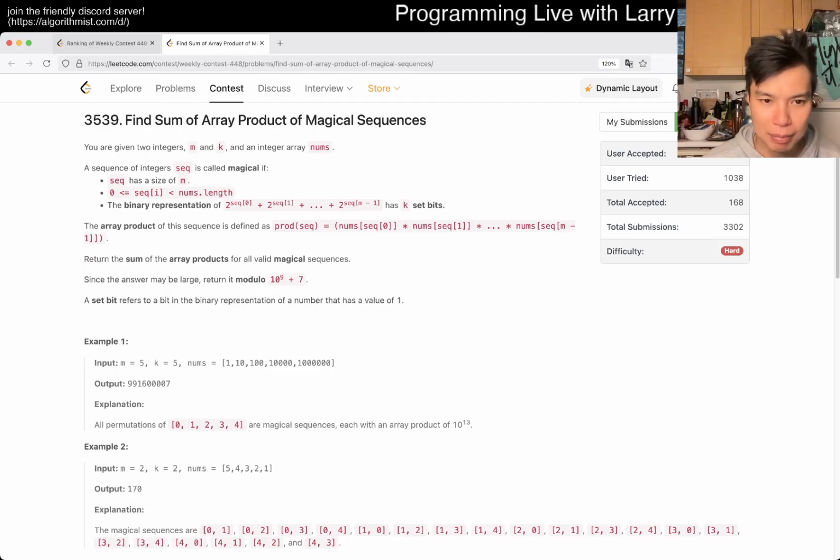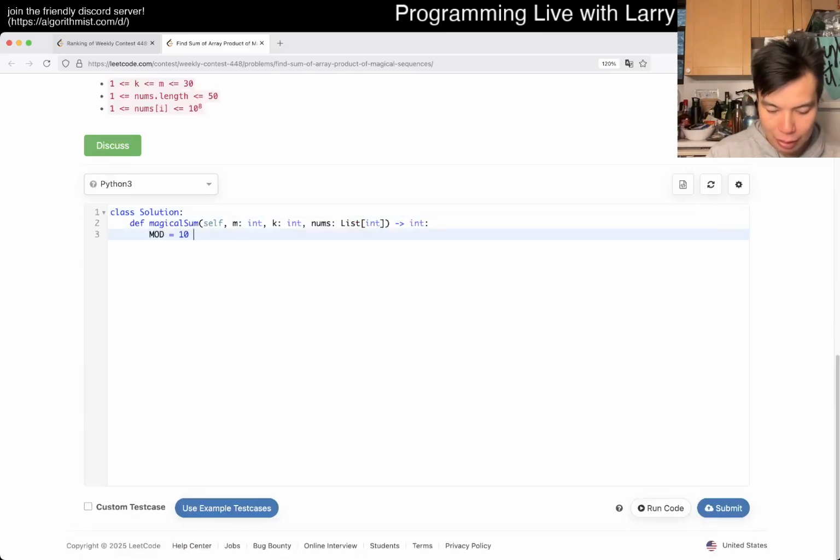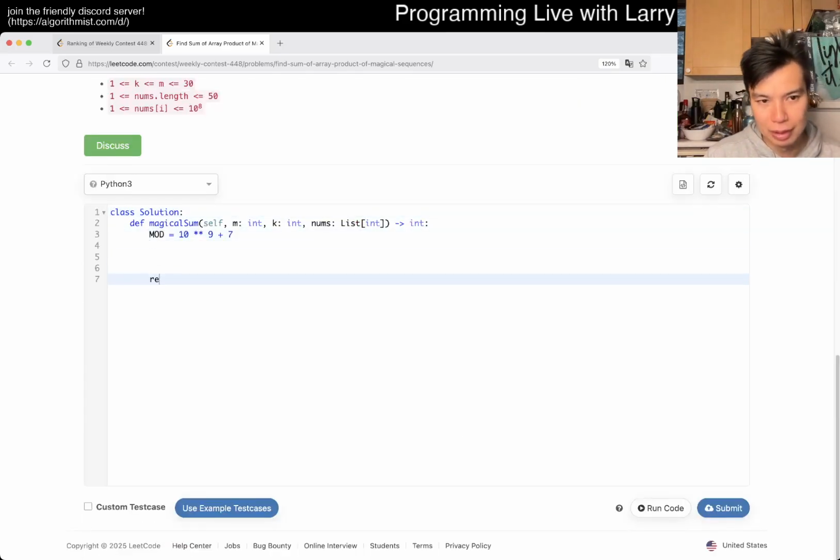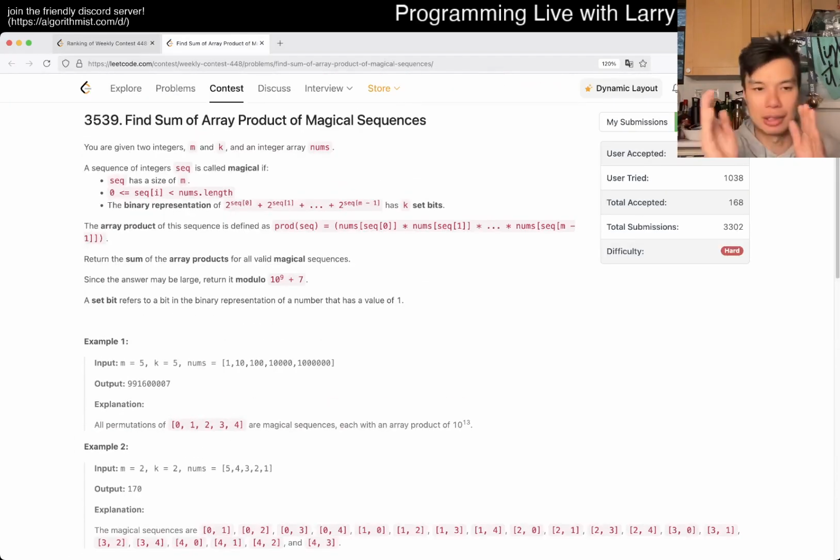All right, mod. I should have gone that one earlier though, but I think I just kind of got confused about the offsets and stuff. Yeah, okay. Anyway, all right, let's go.